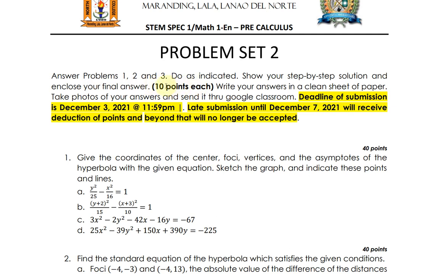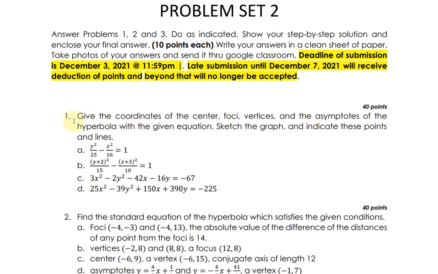Each of the problems, so in problem number 1, there are A, B, C, D. So that is 10 points each. Meaning, for problem number 1, it is worth 40 points in total. So write your answer on a clean sheet of paper, then take photos of your answer and send it in Quipper. It is not in Google Classroom. So it should be sent in the Quipper essay.